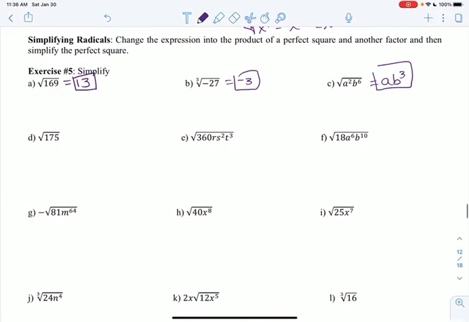All right, let's do some with some numbers that are a little bit more complicated. To change these, I need a perfect square and then another factor, and then I simplify the perfect square. So square root of 175. The perfect square I'm going to use is 25. I want the largest perfect square that goes in. 25 times 7 is 175. I write that perfect square first because that's going to get simplified. The square root of 25 is 5. And my answer is 5 radical 7.